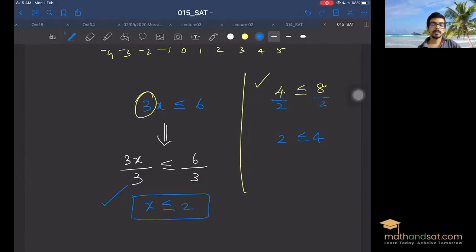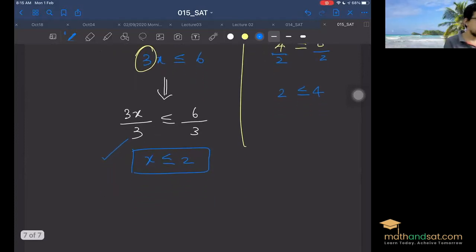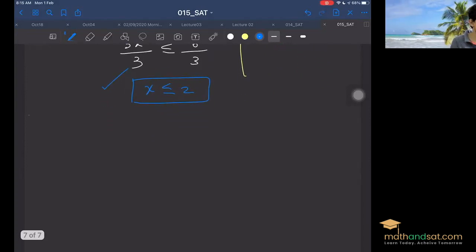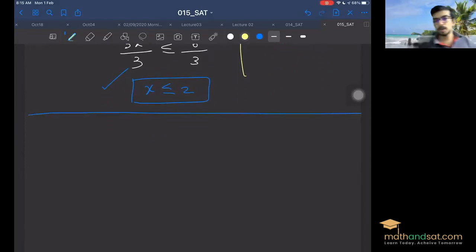You may, yes, if this is clear. But when you're dividing or multiplying with a negative number, there's a small difference. Let's see what happens to an inequality when you are multiplying or dividing with a negative number.